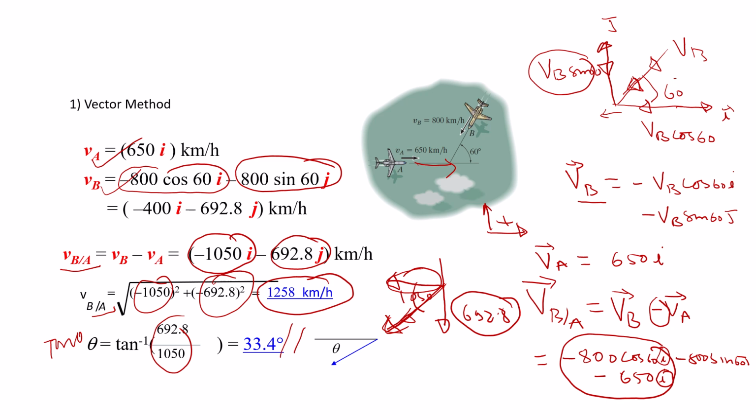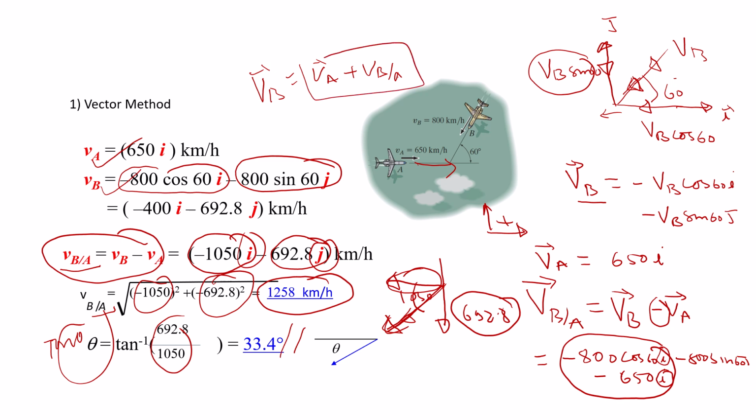So the process is: for each velocity, you just break it into I and J components, put it into the equation, do the manipulation based on the sign, and then find the resultant using the rectangle law. And since you know the X and Y components, you can find the direction as well. So that's the way to do it. And remember, this equation always forms a triangle. In this case, VB is the summation of VA plus VBA, so you need to have this equal to this.